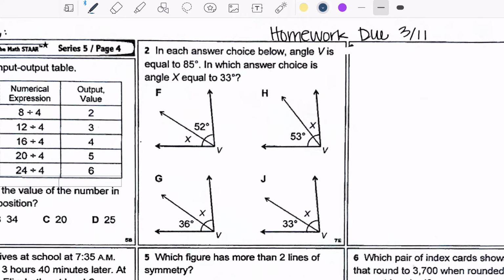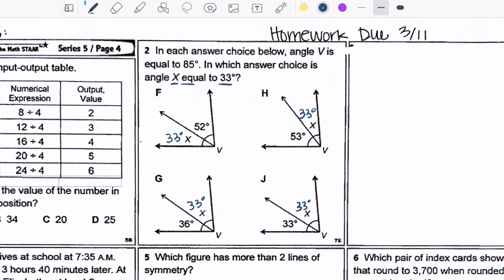This one says, in each answer choice below, angle V is equal to 85 degrees. In which answer choice is angle X equal to 33? So here they're asking me where X is going to be equal to 33 degrees. So maybe it's F that equals 33 degrees. Or choice H, or G, or J.